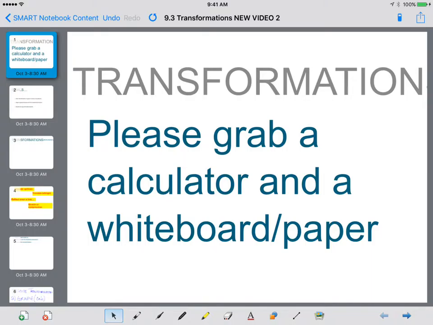Welcome to this lesson on transformations. Please make sure you have a calculator and a whiteboard or maybe a piece of paper to take some notes.